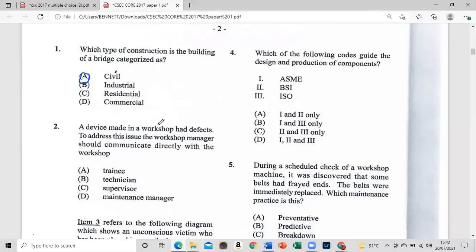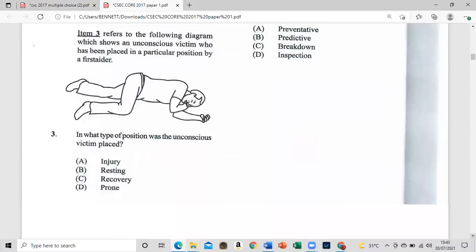A device made in a workshop had defects. To address this issue, should the workshop manager communicate directly with the workshop? And that is maintenance. All right, guys. So number three, let me go down to item three so you can see that. I'd like to get you guys involved very early.